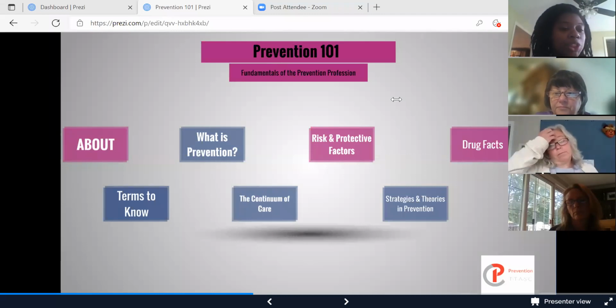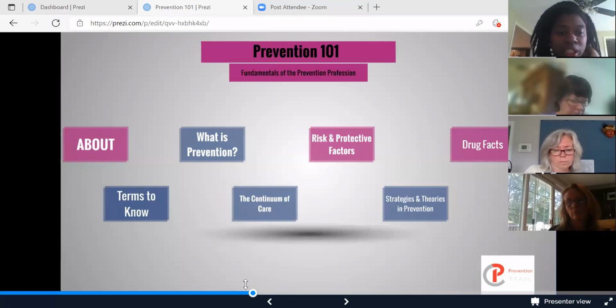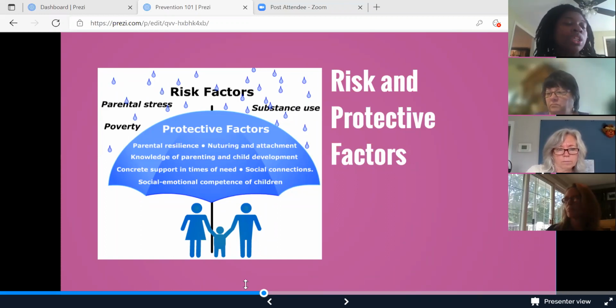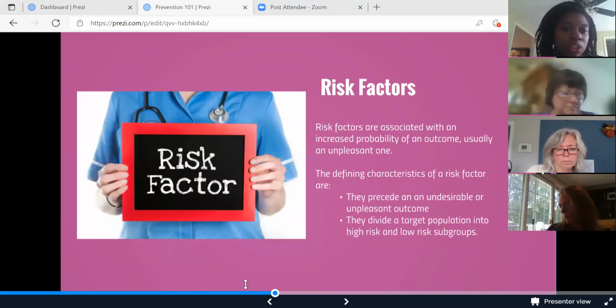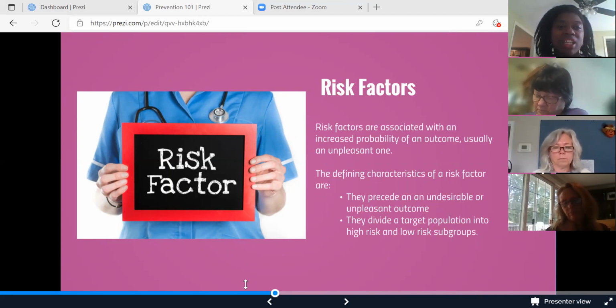So the next module that we're going to go into really quick is going to be our risk and protective factors. Risk and protective factors are what we look for within our community when we're doing our assessment, seeing what makes people want to use any particular substance. So first, let's start with risk factors. Risk factors, as I defined in the first module, are factors that increase the probability of an unpleasant outcome. So they precede undesirable or unpleasant outcomes.